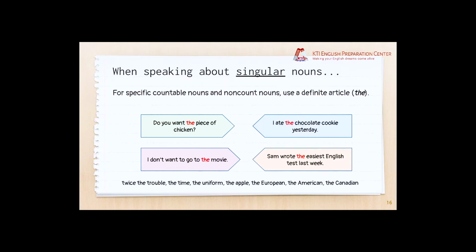Here's where we talk about non-count nouns, okay? So, twice the trouble. Sometimes we talk about getting in trouble 1 or 2 or 3 times, but when we talk about trouble, it's not really measurable. We don't really count that. It's more of an idea. So we say twice the trouble. Anything that we don't really count, we don't know if it's plural or singular necessarily, we use the definite article, the. Time: of course, we can measure time. We can count minutes. But when we say time, we're talking about a non-count thing that's not easy to count.